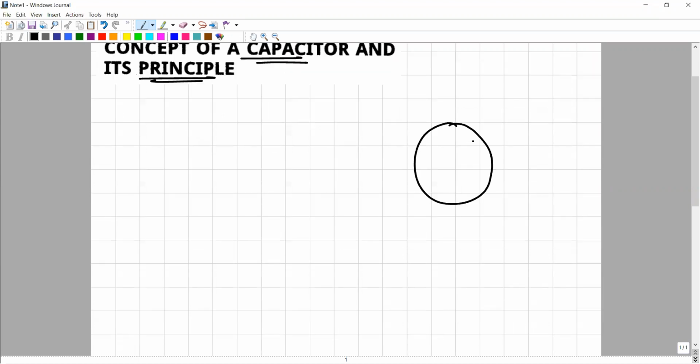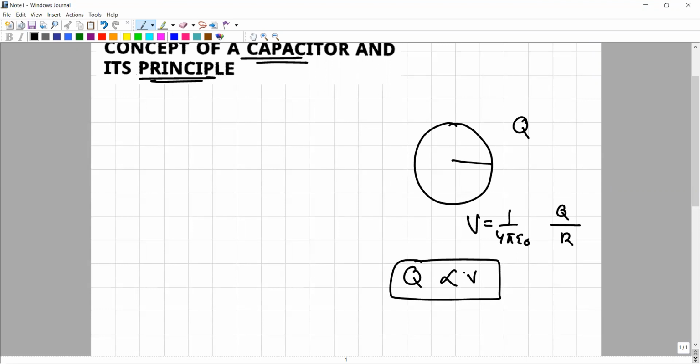if you provide charge to a conductor, let's say this is your conductor, and if you provide some charge to the conductor, what will happen? This conductor will develop some potential, and this potential that will be developed is 1 by 4 pi epsilon naught, charge given to the conductor over the radius. You already know that the charge and the potential developed by the conductor are proportional to each other. This you already know. In the previous video it has been explained.